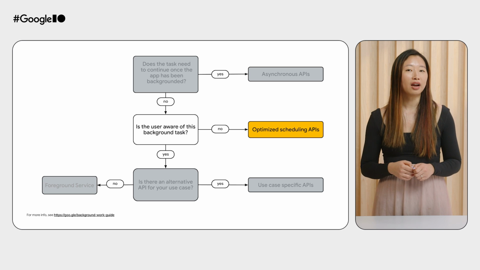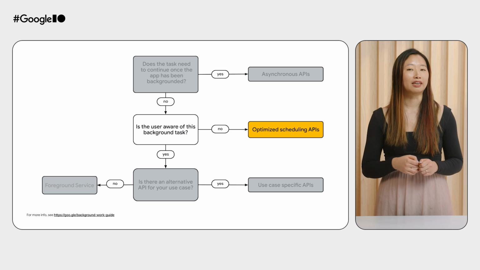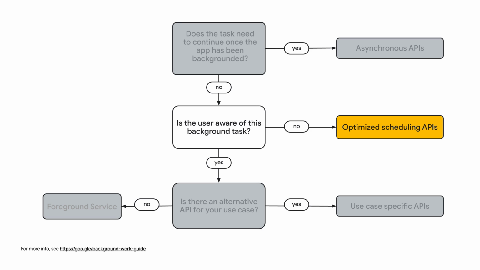If the user is not aware of the work or does not require feedback, you should instead leverage optimized scheduling APIs. For example, doing a periodic backup of local content to the server does not require user awareness. These are great ways to optimize app battery that also enhance user experience.